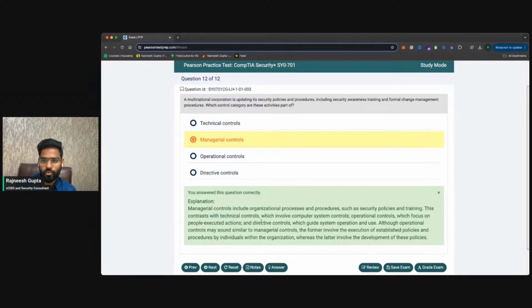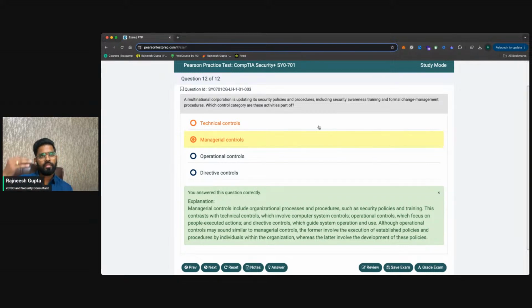This contrasts with technical control, which involves the computer controls, operational control, which focuses on people's specific actions, and directive control, which guides system operation and use. Although I'm not 100% sure about this answer, most likely I'm just giving you a thought. If you have a situation with a security policy procedure, including security awareness training and formal change procedures, you could choose either managerial control or directive control. I'll give you a thought on the difference between them, so that if you come across a similar situation, you can take the right decision.